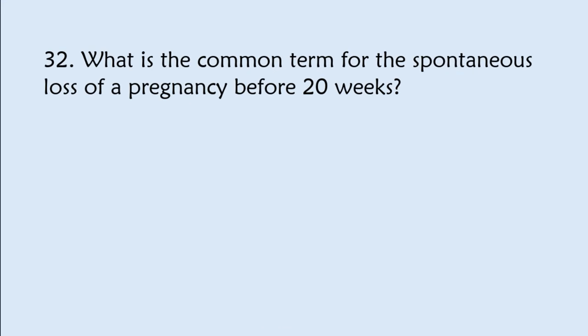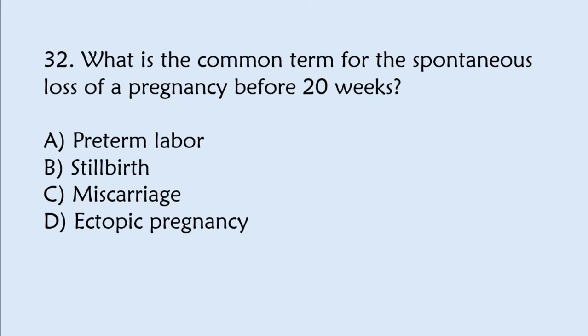What is the common term for the spontaneous loss of a pregnancy before 20 weeks? Preterm labor, stillbirth, miscarriage, ectopic pregnancy. Correct answer is option C, miscarriage.